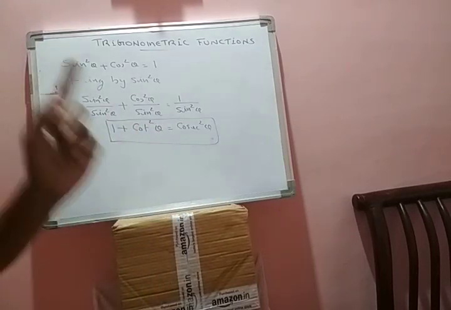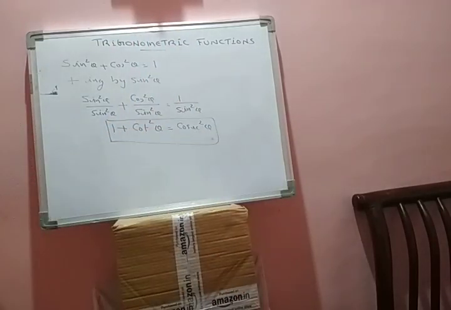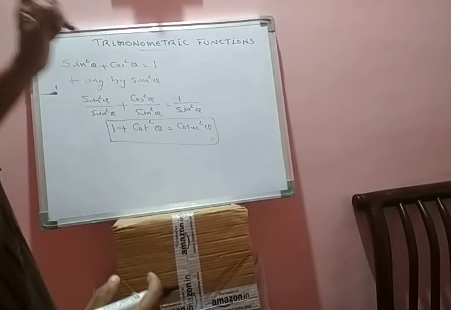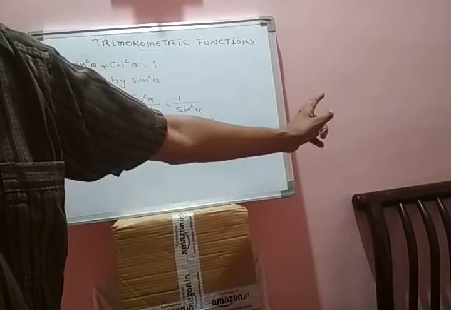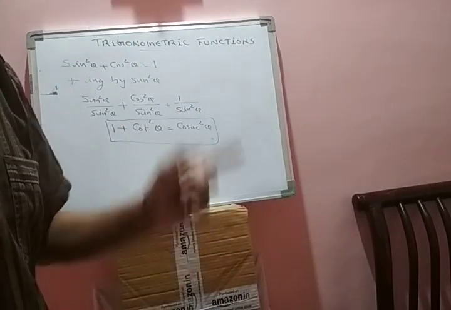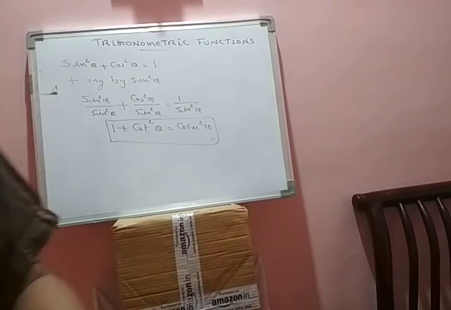1 plus cot squared theta is equal to cosec squared theta. Learn this result by heart also. We derived 3 results of trigonometry. First one, sin squared theta plus cos squared theta is equal to 1. Second one, 1 plus tan squared theta is equal to sec squared theta. And the third one, 1 plus cot squared theta is equal to cosec squared theta.